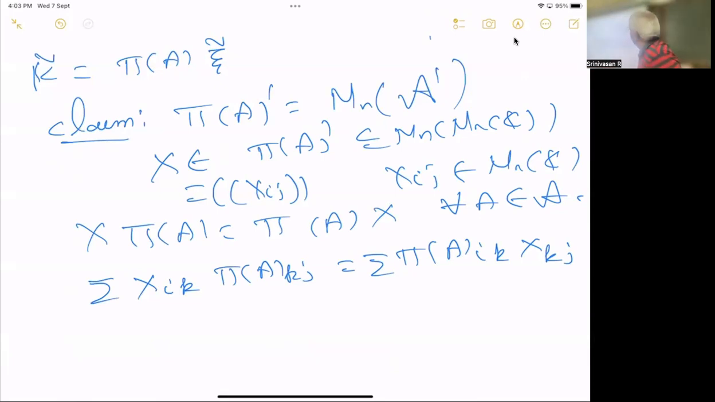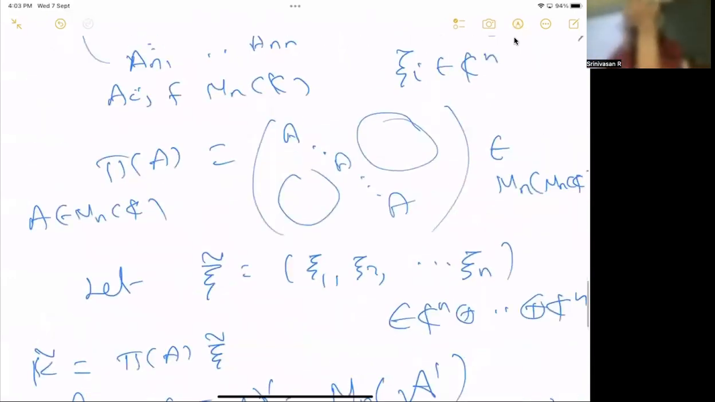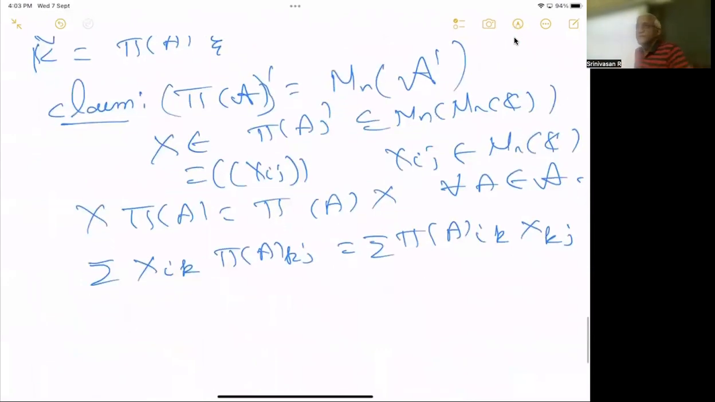The claim you have written: pi of A commutant is Mn of A commutant. Inside, for the pi of A, shouldn't that be the curly A? No, what is curly A? There is no curly A. Pi of A is an algebra. Yes, you are right. I wrote A as just an operator, but this is the algebra. Maybe I'll put a bracket here so there is no confusion: pi of A is contained in that. These kinds of mistakes I tend to make many times. You are right.